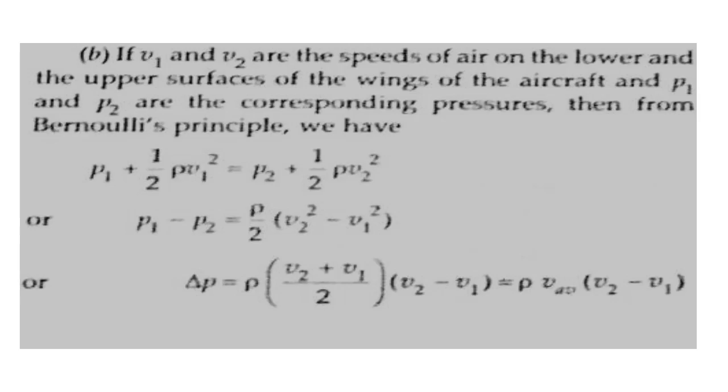For the second part, let us suppose V1 and V2 are the speeds of air on the lower and upper surfaces of the wings of the aircraft, and P1 and P2 are the corresponding pressures. By using Bernoulli's principle, P1 plus half rho V1 squared must be equal to P2 plus half rho V2 squared, because horizontally they are at the same height, so the rho g h portion we do not have to consider. So P1 minus P2 is equal to rho by 2 into (V2 squared minus V1 squared), and from this you can find the value of delta P.